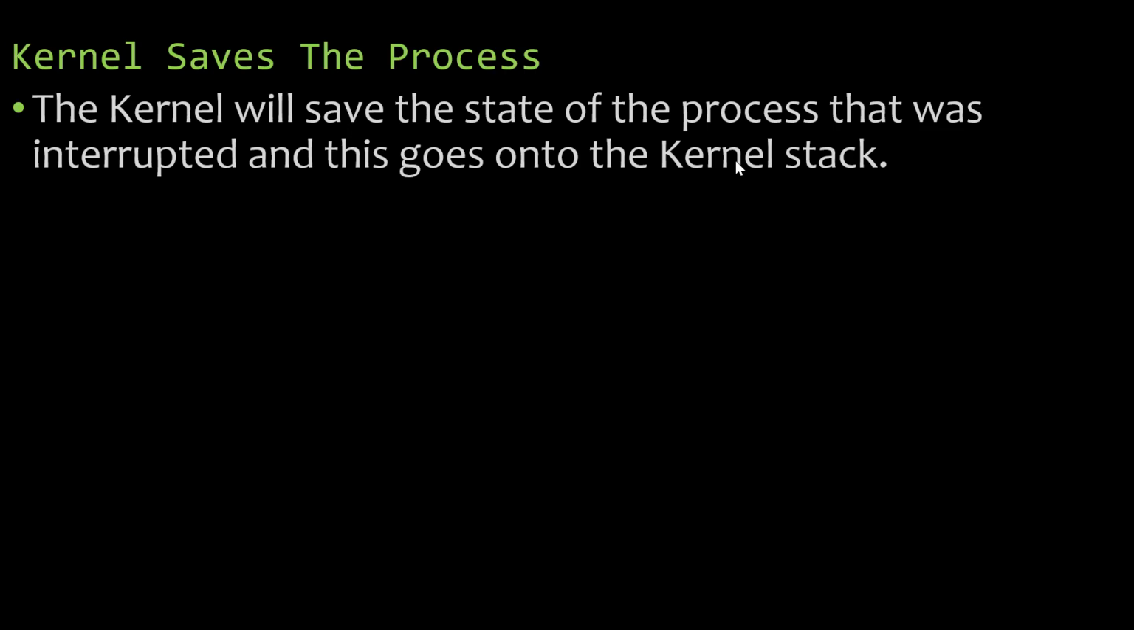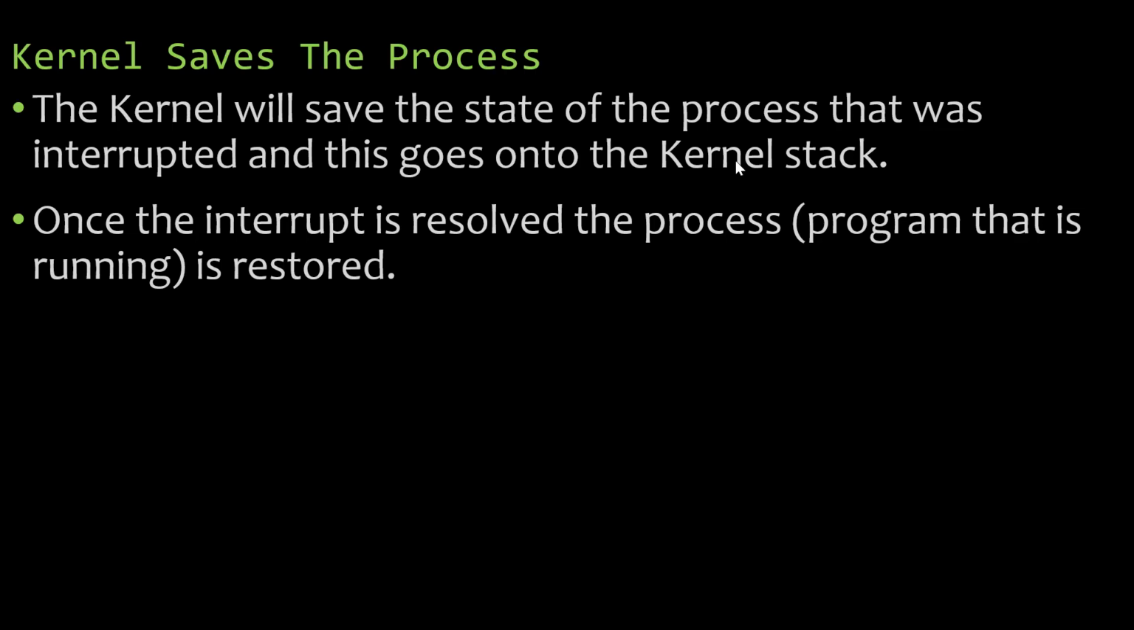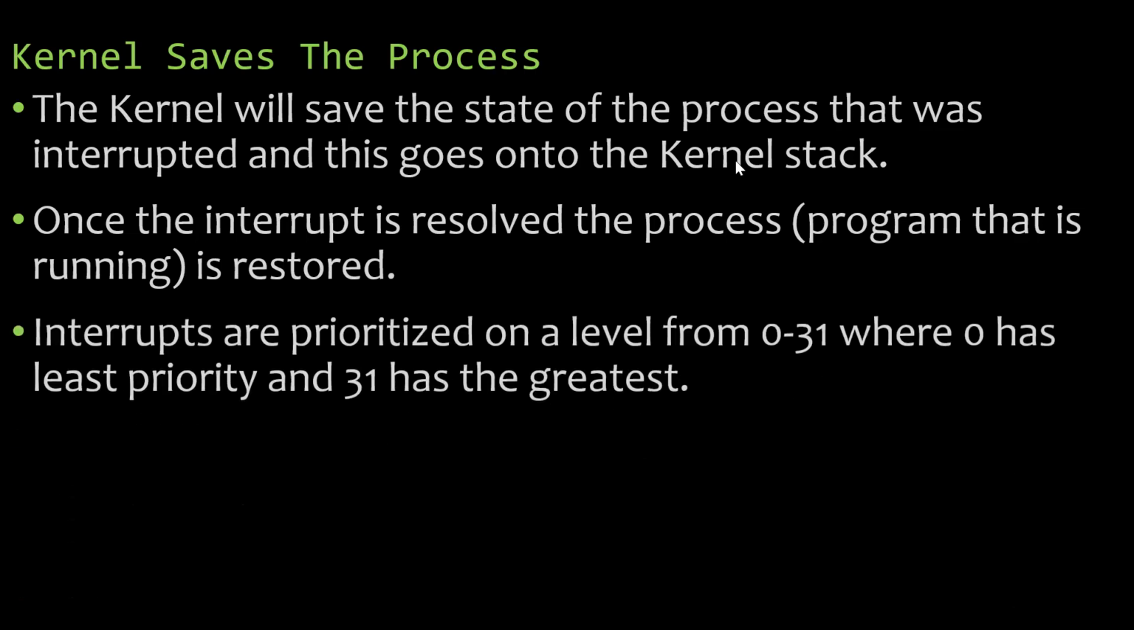Imagine you're typing a term paper. You're on page 19 of 20. You're getting ready to wrap it up. Finally, it's all going to be over. And then you get an interrupt, but the process isn't saved. Now you have to start that entire paper over because it wasn't saved. So that's what we mean by the process being saved. Once the interrupt is resolved, the process, the program that is running, is restored, and you can go back to having control of the PC.